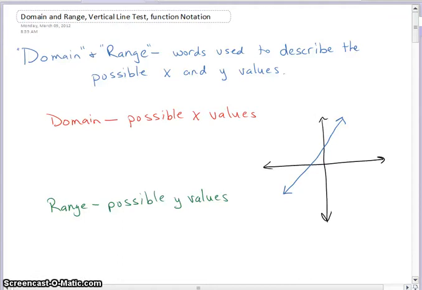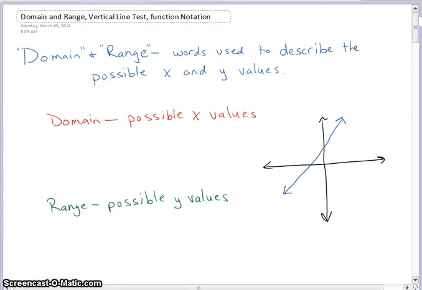Tonight you have a video to watch about domain and range, the vertical line test, and function notation. Feel free to pause the video at any time to write down some notes, and then just restart whenever you're ready. Alright, let's start talking about domain and range.